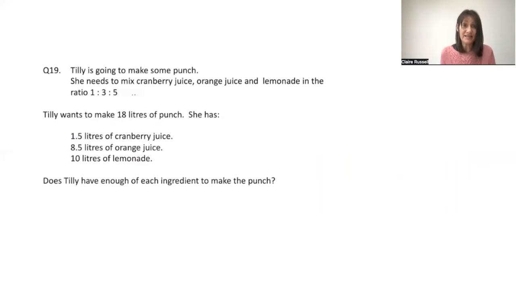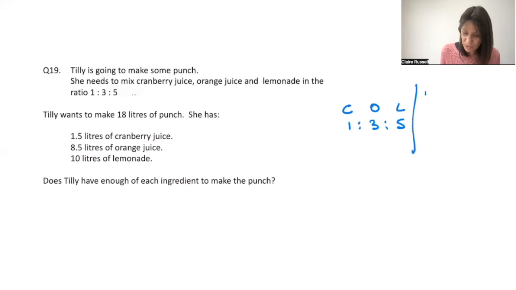Okay, so Tilly's going to make some punch. We've been given a ratio for her ingredients and we're being told she needs to make 18 litres and does she have enough? So the first thing to do is to get this ratio out of this wordy question into a much more mathematical representation. So that's where we're going to start. We have got cranberry, orange and lemonade in the ratio 1 to 3 to 5. And she needs to make 18 litres.